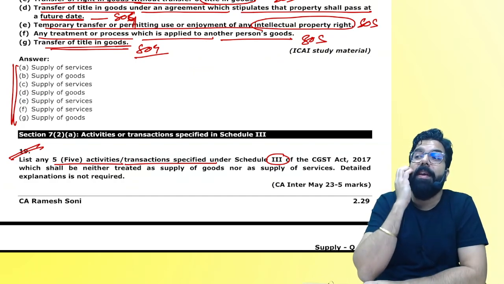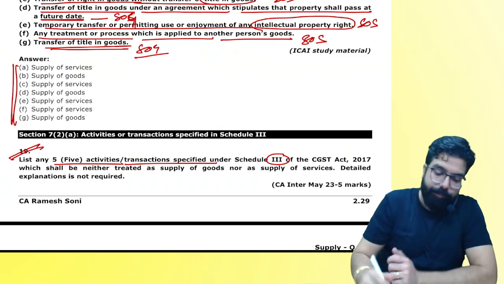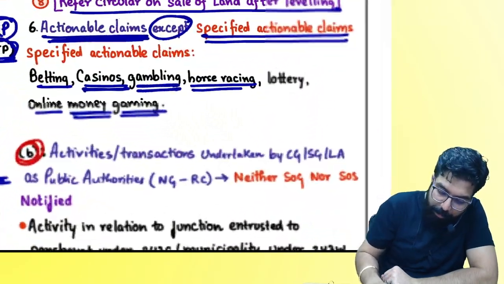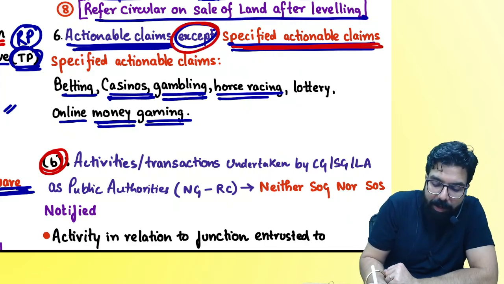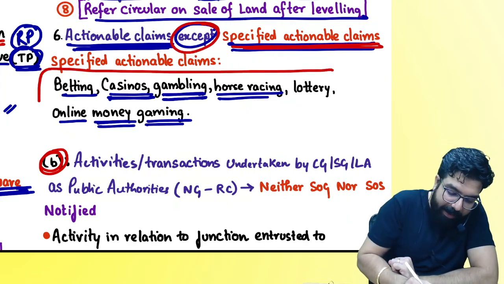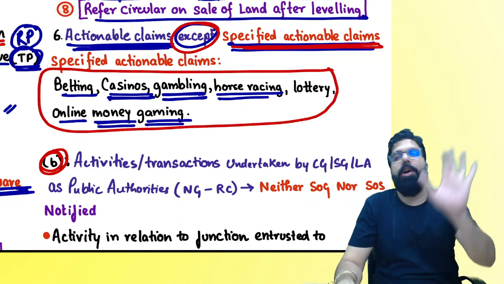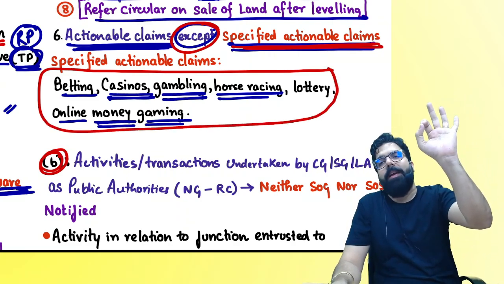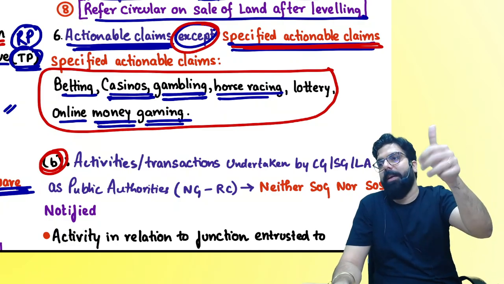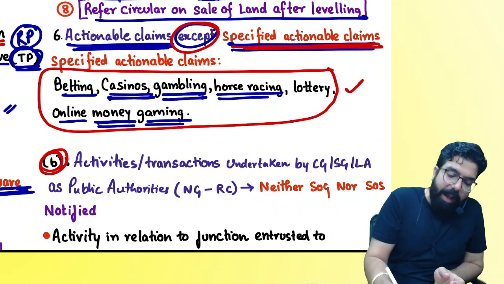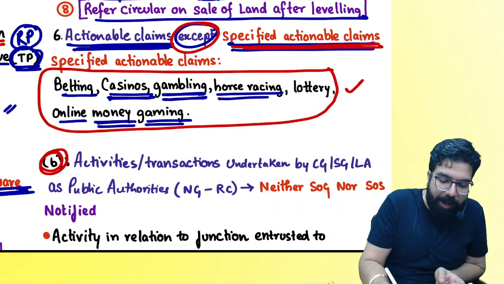A for other than. No, 1 minute, 1 minute. You have to write like this. Except specified actionable claim. And what are specified actionable claims? You have to write and come. Lottery, betting, gambling, horse racing, casino, online money gaming. Other than this, actionable claims are neither supply of goods nor supply of services.